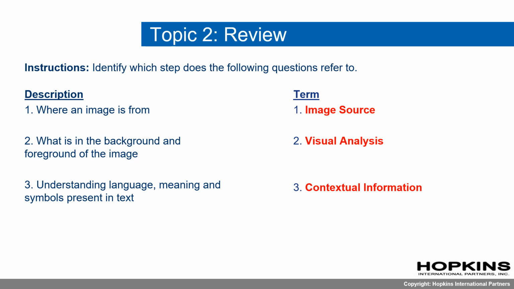The answers are: 1. Where an image is from. This would be image source. 2. What is in the background and foreground of the image. This would be visual analysis. 3. Understanding language, meaning, and symbols present in text. This would be contextual information.